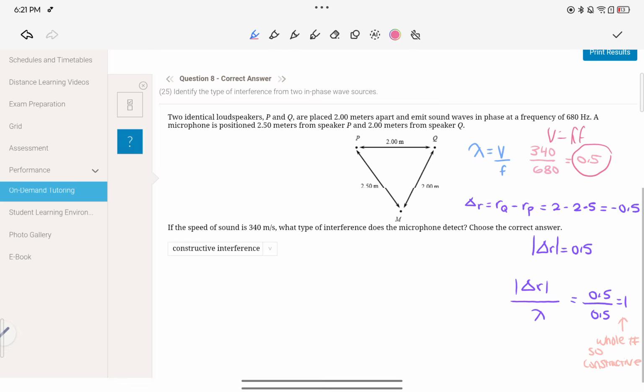They said it went from here to here, so final minus initial, or here RQ minus RP. That is 2 minus 2.5, which is equal to negative 0.5. The delta R is always taken in absolute value, so it has to be positive. You put it over the wavelength, it's 1. Like we know, a whole number means constructive interference. This is how we know it's constructive.